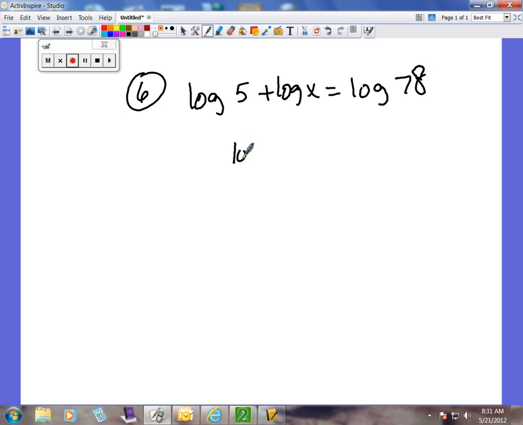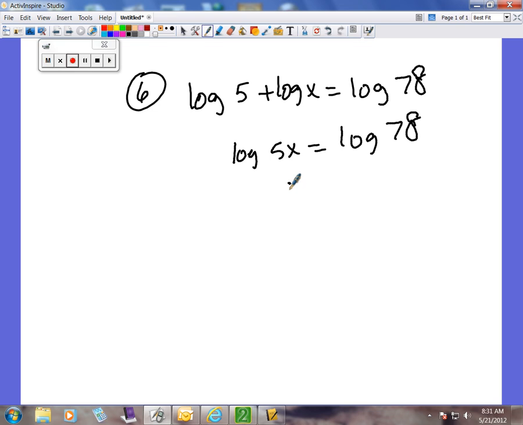So you'll have log, and yes, you have to write this step. Some of you are thinking, I don't need to write that. Yeah, you do. You've got to show your work. Don't be lazy. Let's be mathematically correct.